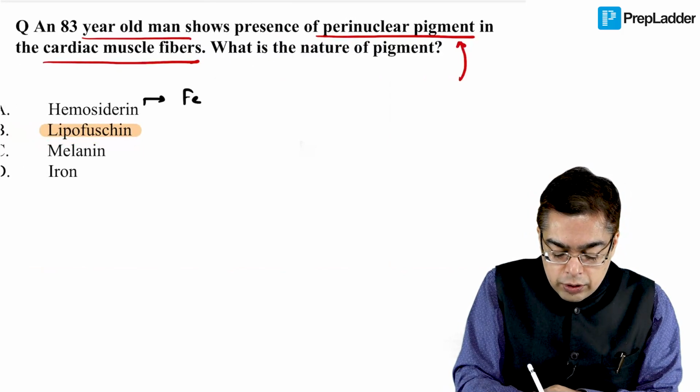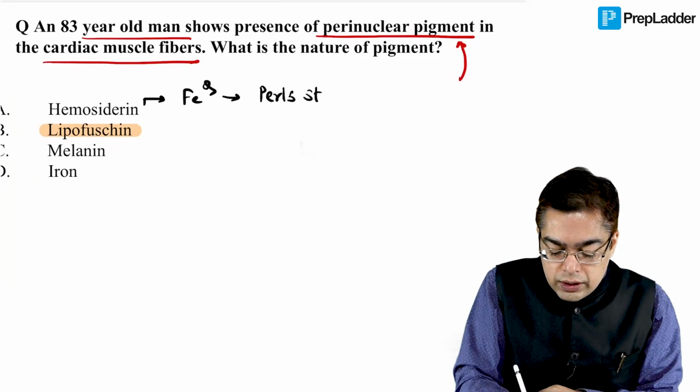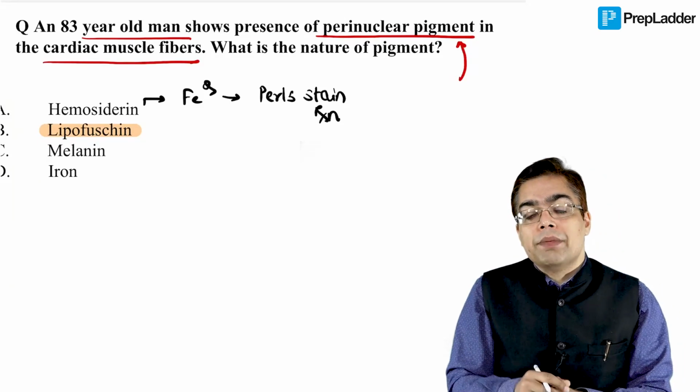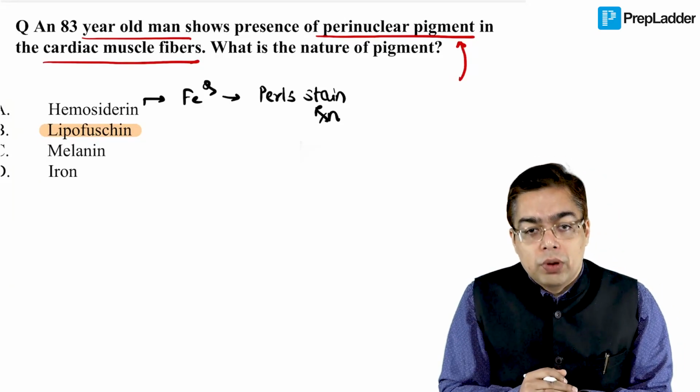Hemosiderin is going to be an example of an iron derived pigment. The other important thing that you need to remember over here is an example of a stain that is being used over here. So Perls stain / Perls reaction is what they talk about in the exam when we are using something like a Prussian blue.